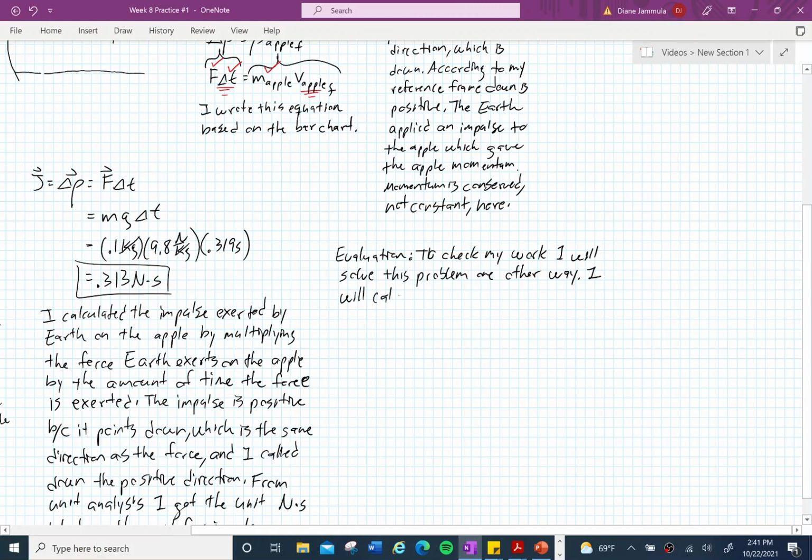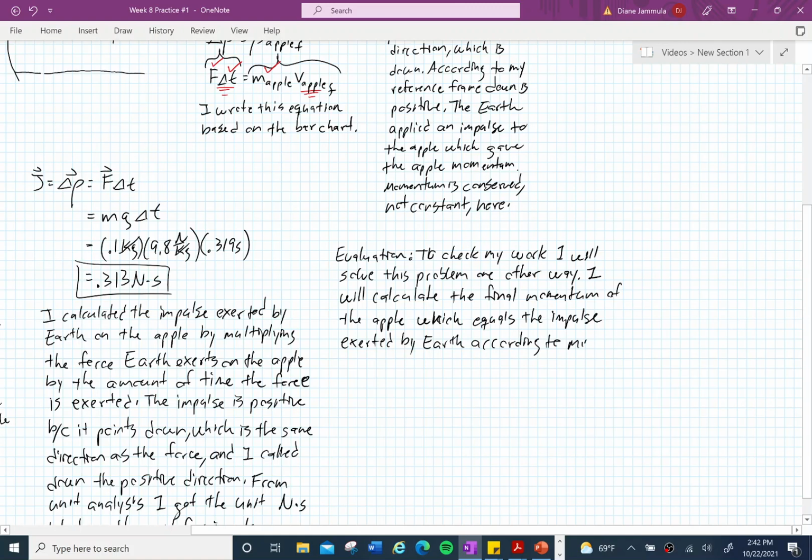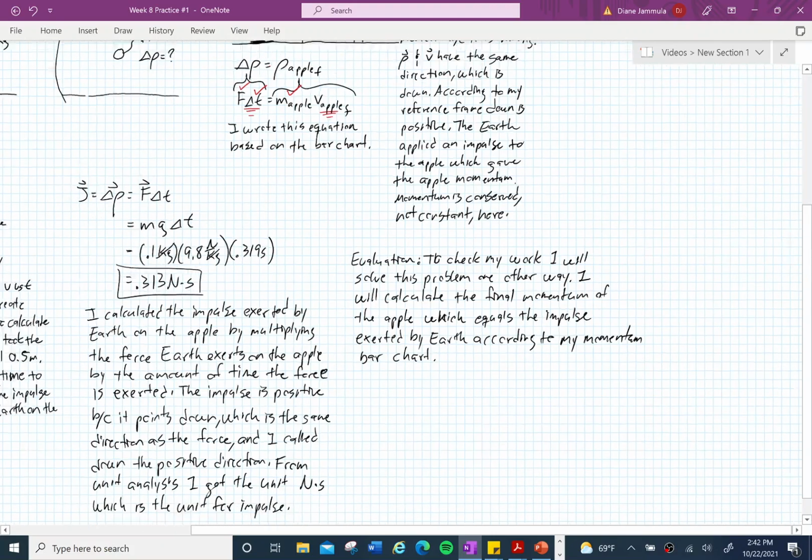I will calculate the final momentum of the apple, which equals the impulse exerted by Earth according to my momentum bar chart. All right, so let's do that.